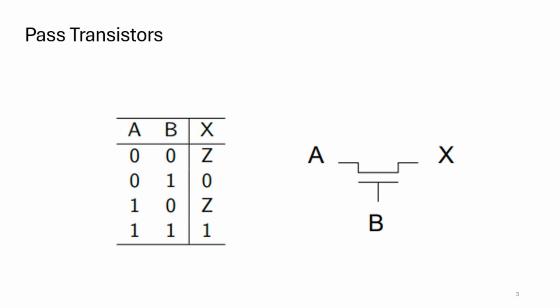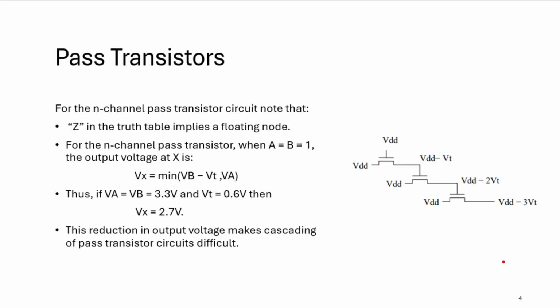In an n-channel pass transistor circuit, there is something called a floating node, represented in the truth table by the letter Z. This floating node indicates that the output doesn't connect to a defined high or low logic level. For example, if both the inputs A and B are set to 1, the output voltage at node X is defined by a minimum of 2 voltages minus the threshold voltage, that is VT. So if A and B are at 3.3 volts and the threshold voltage is 0.6 volts, then the output voltage, that is Vx, will be 2.7 volts.